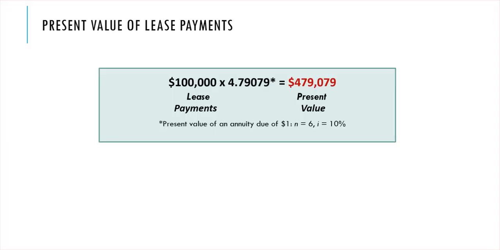The present value of the lease payments is an annuity due. N is 6 because there are 6 payment periods, and the interest rate is 10%. You take the number of the payments times the present value factor to get the present value. I want to caution you here, you cannot go from present value to future value tables in the same way that you could when you do PV of 1.